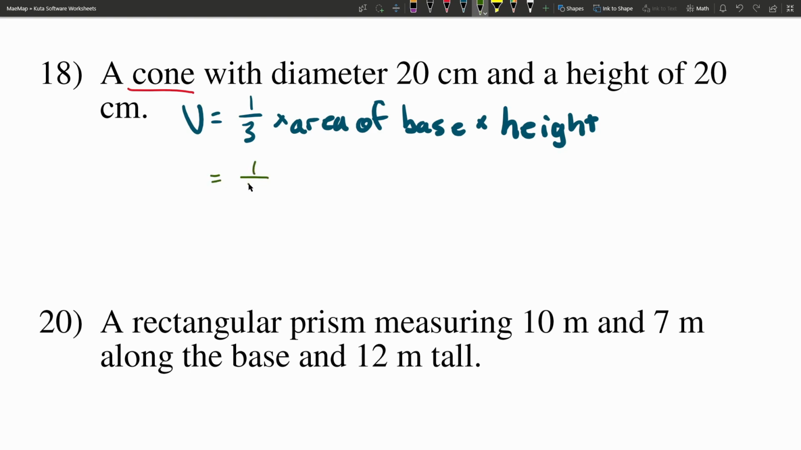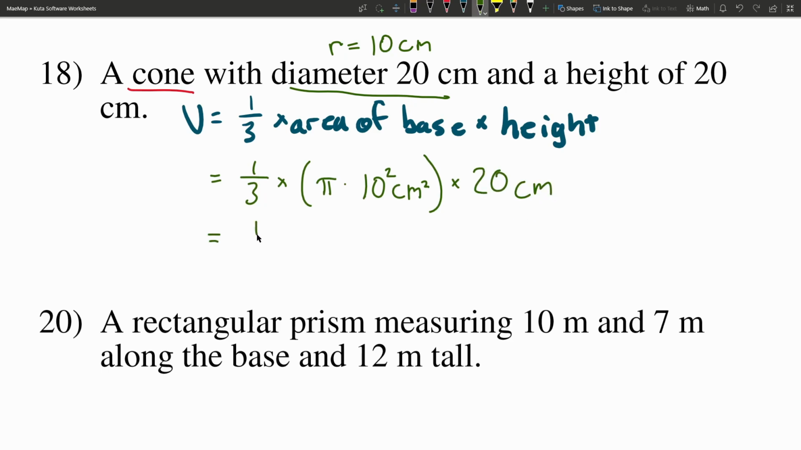We're going to have 1/3 times the area of our base. We know it's a circular base since it's a cone, and they give us the diameter of 20 centimeters. That means that our radius is going to be equal to 20 centimeters divided by 2, which is 10 centimeters. So the area of the base is pi times 10 centimeters, and that entire quantity squared. So that's 10 squared and centimeters squared. Pi r squared, and that gets multiplied by our height of 20 centimeters.